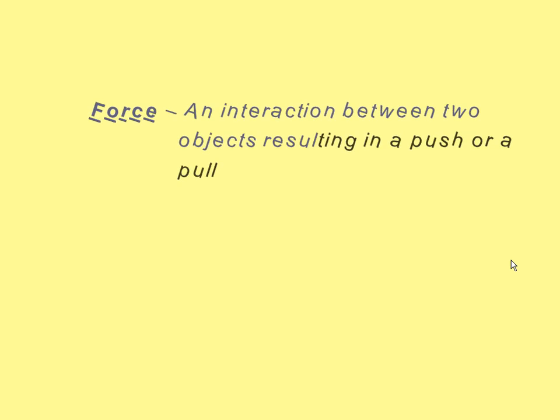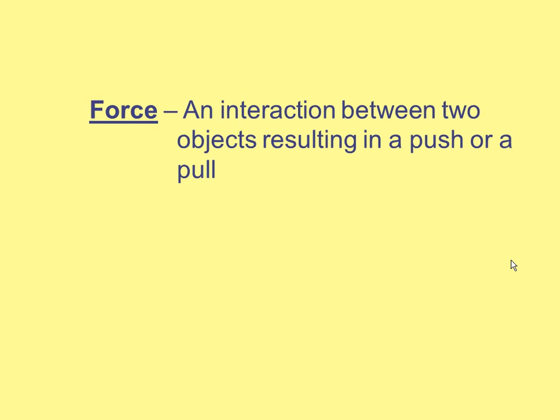And to do that, we need to introduce a new idea called force. So we're going to define force as an interaction between two objects resulting in a push or a pull. And the first part of that sentence is key. Push or a pull probably isn't too surprising to you, but we're going to define all forces as interactions. And to have an interaction, you've got to have at least two objects. And so you're going to see here at the beginning of the unit that we're going to look at forces in terms of the interaction which causes the force.